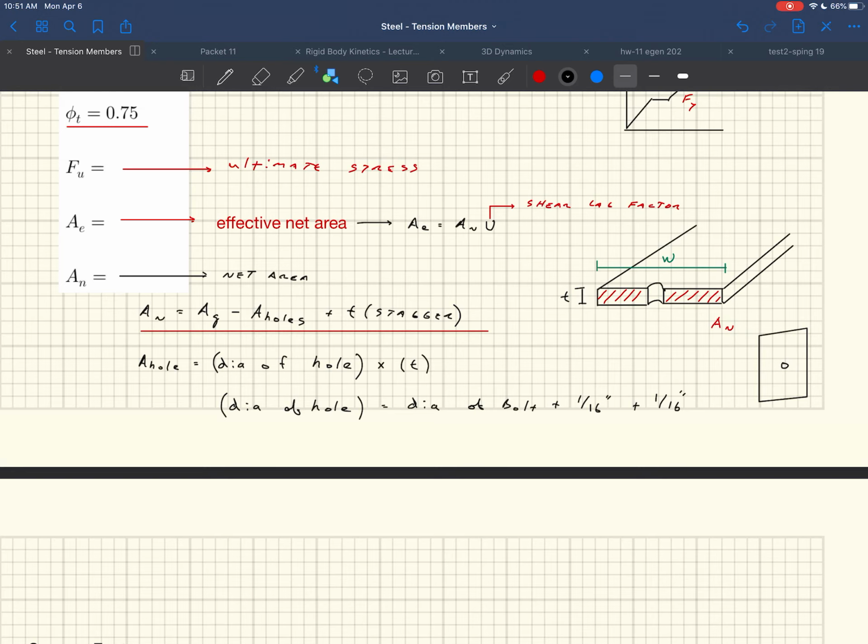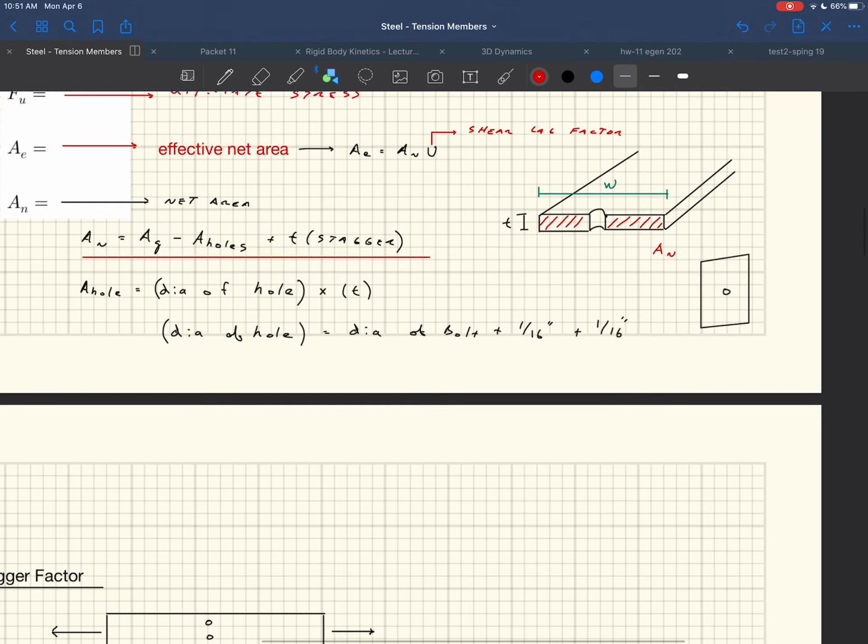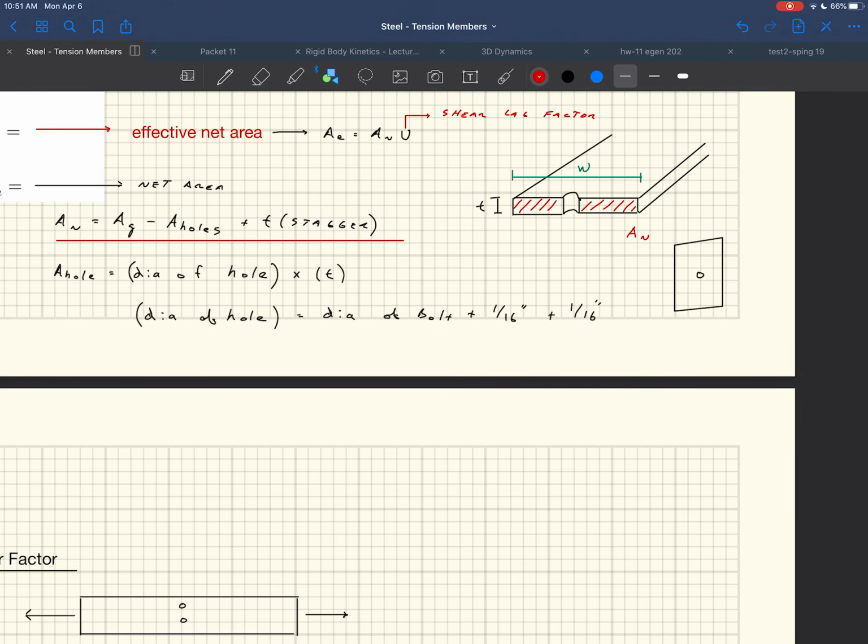But if for some reason the problem statement gives you the diameter of the bolt that you need to use, and this might happen in a design, well, then the diameter of the hole that the bolt fits through has to be bigger. It can't be exact. If you have a three-quarter inch diameter bolt, it doesn't fit into exactly a three-quarter inch diameter hole, so you have to increase the size of it. And so one of the 16ths is for tolerance.